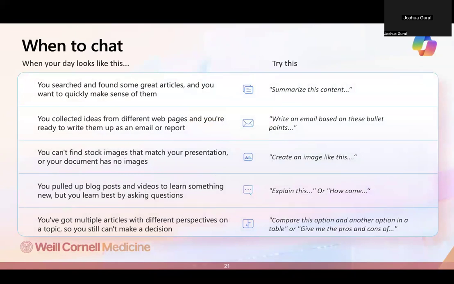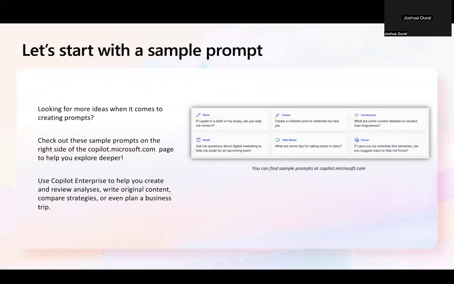prompt. So I like the last one, right? You've got multiple articles with different perspectives and you're trying to make a decision. You can ask Copilot to compare them. And again, keep in mind, you might want to compare them in 3 bullet points to see if these 2 articles are worth reading. You might want to ask for the pros and cons of this article in a table format, things like that. Effective prompts will be your friend in that case.